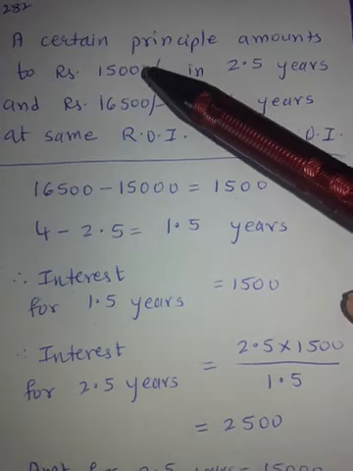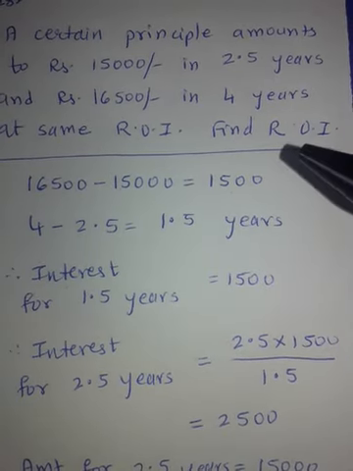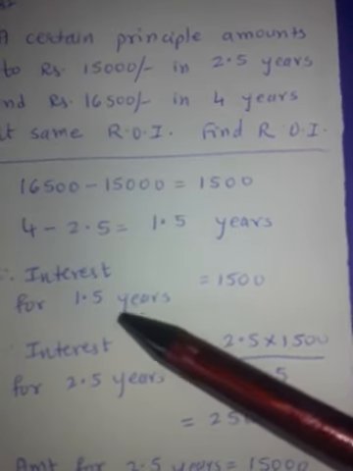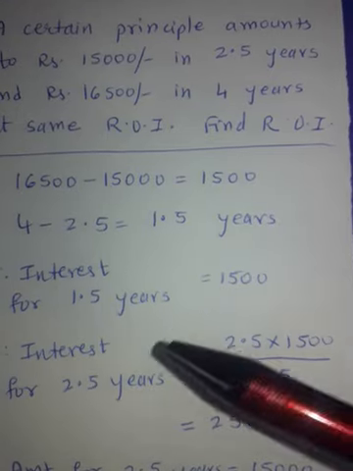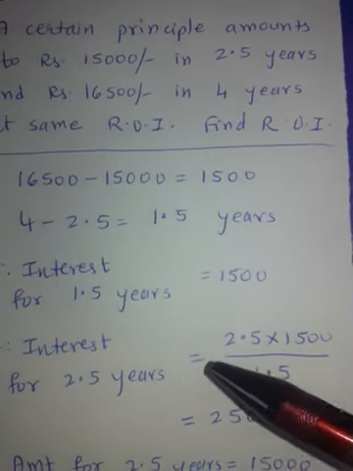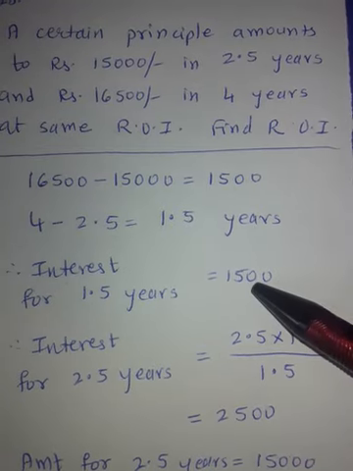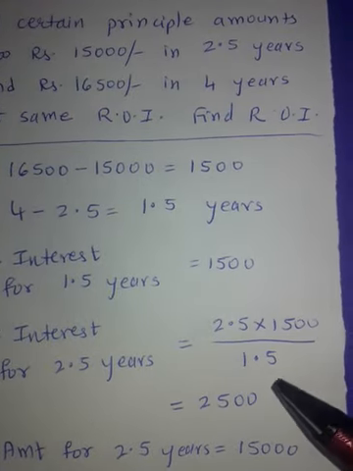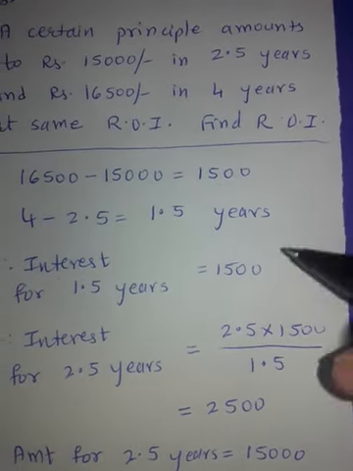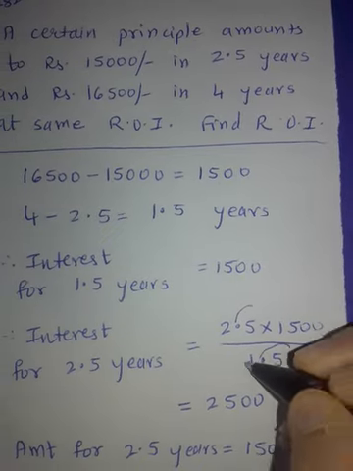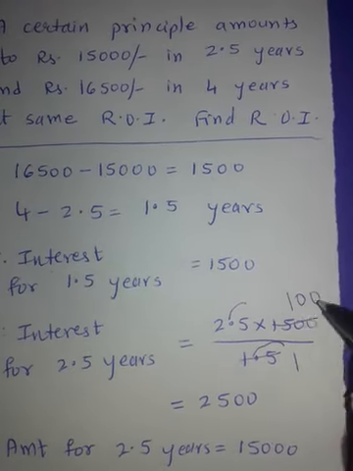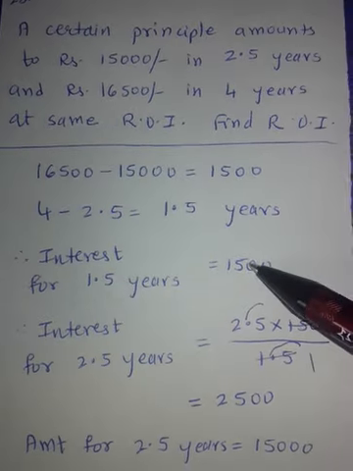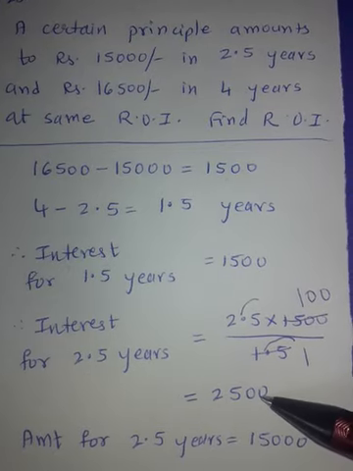Now we are given the amount for 2.5 years. So what are we going to do? We are going to find the interest also for 2.5 years. For 1.5 years it is 1,500. For 2.5 years it will be how much? 2.5 into 1,500 upon 1.5. Cross multiplication. And that's how we get 2,500. See, the decimal goes, 1s are 100. 25 into 100, that is 2,500. Again, this is very oral. For 1.5 years, 1,500. So for 2.5 years, 2,500.